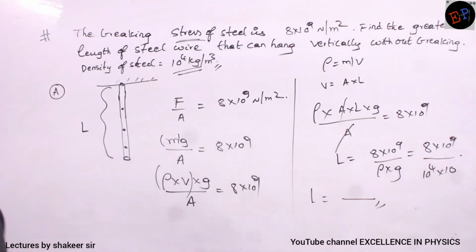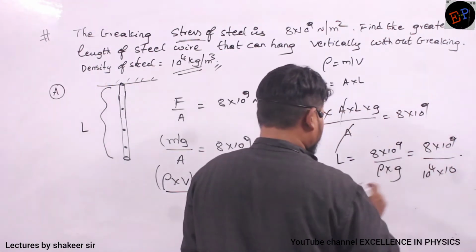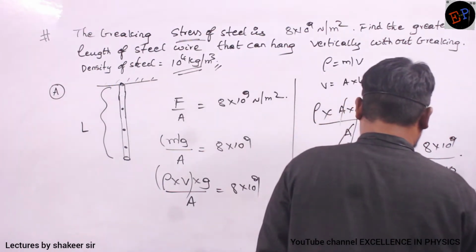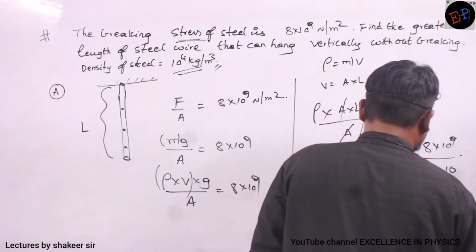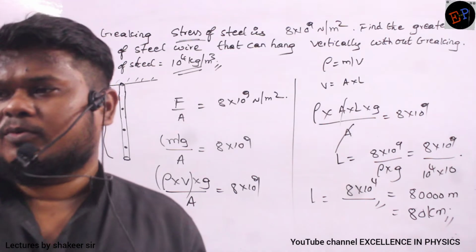Is it clear? So what is the answer which he gave to this one? If you do this calculation, you will get 8163. Or here, G value 10 is taken now, so I can take 8 into 10 power 9 divided by 10 power 5, which gives 8 into 10 power 4. It means nearly 80,000 meters, or you can write 80 kilometers. So this rod can bear a length of 80 kilometers.